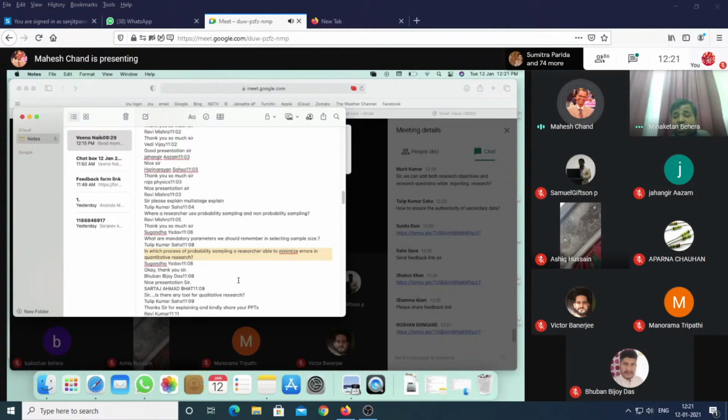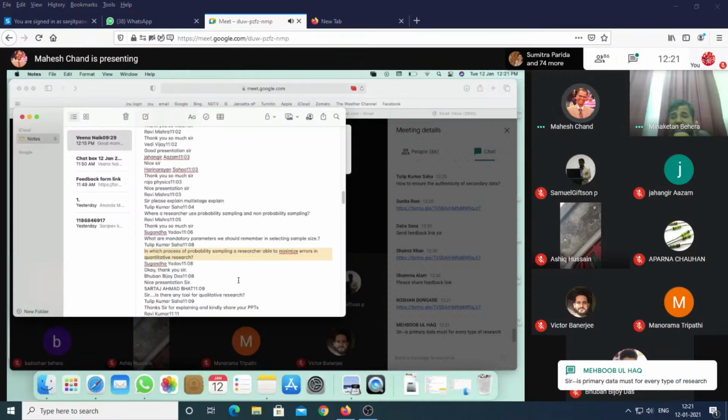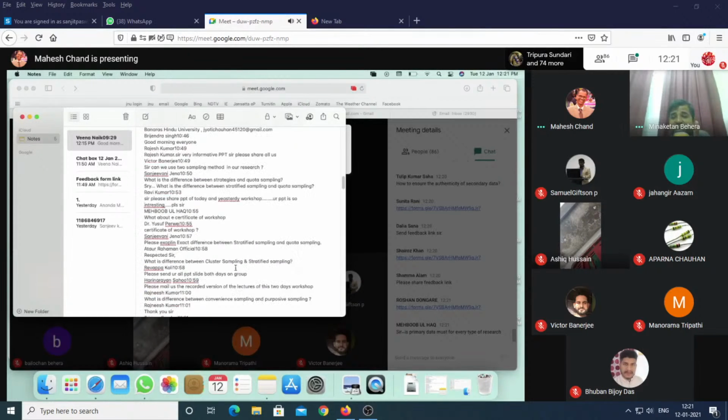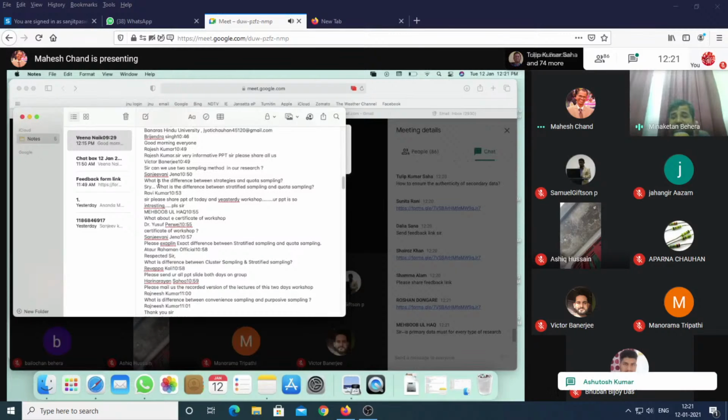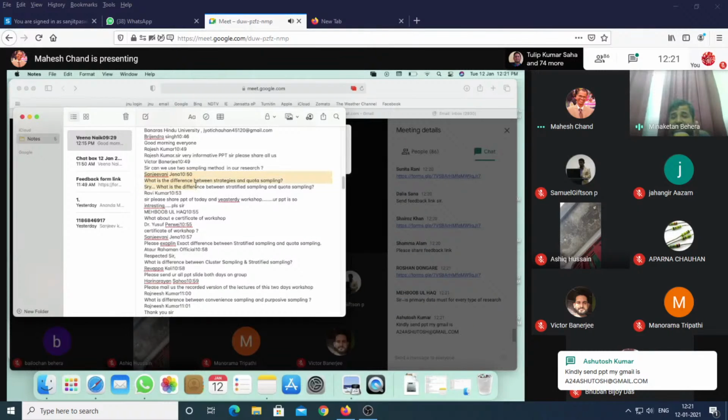There is another query in the chat box, sir, by Tulip Kumar Saha. He asks, in which process of probability sampling is a researcher able to minimize errors in quantitative research? I have already explained this question. As a researcher, in terms of methodology, it depends on the sampling selection in probability sampling.